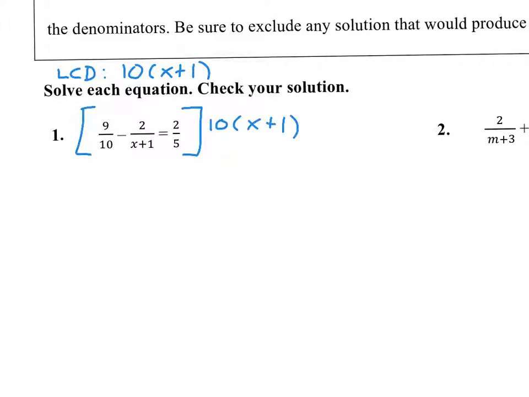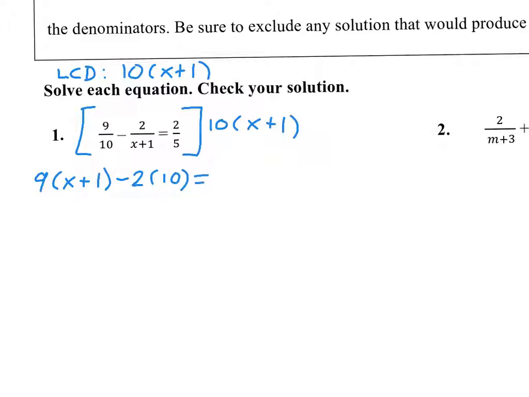So in the first fraction, 9 over 10 times the LCD, the 10s would cancel, and we would be left with 9 times x plus 1. Okay, we need to make sure that we include the negative sign for the second fraction. X plus 1 would cancel, and we're left with 2 times 10.